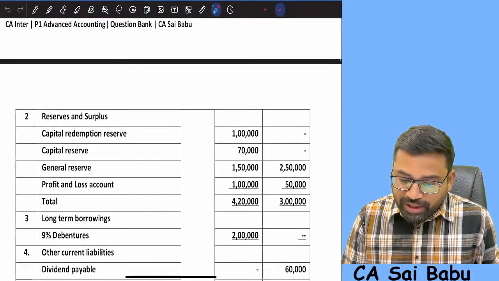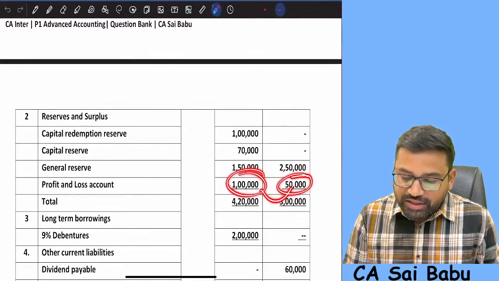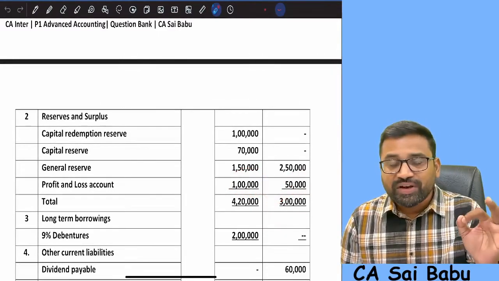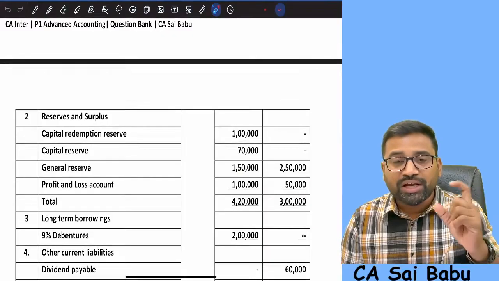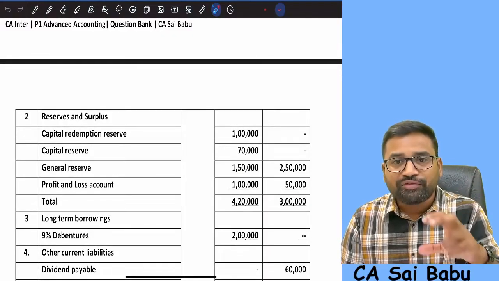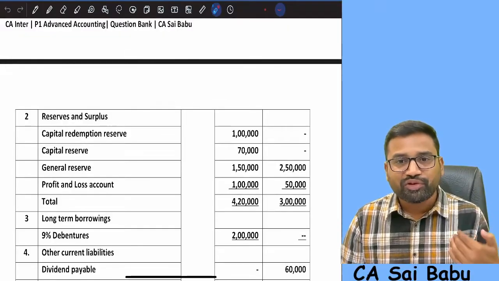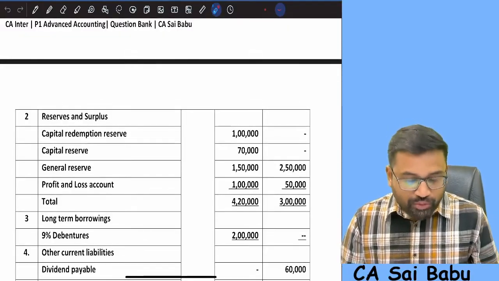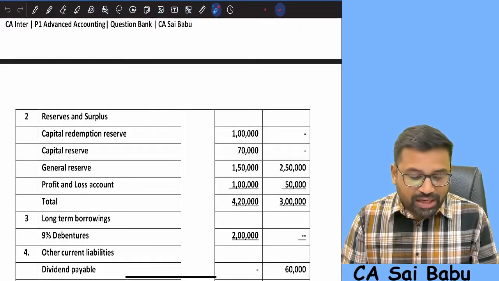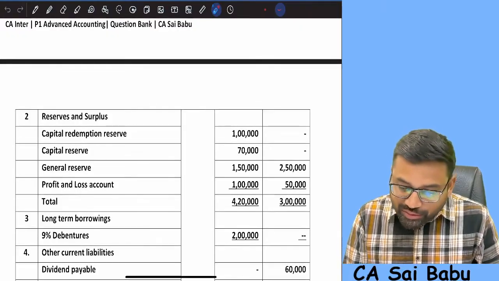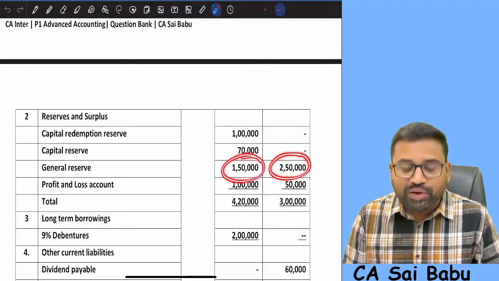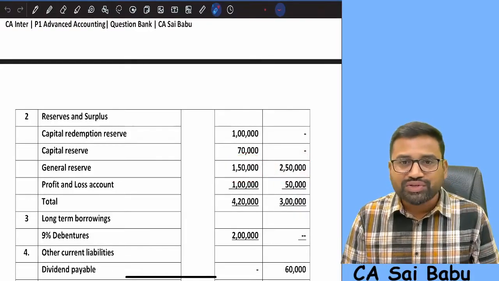P&L account opening balance 50,000, closing 1 lakh. The difference is nothing but 50,000. What is this? The difference between opening P&L and closing P&L balance is current year profit after appropriations. So add back the appropriations, you will get net profit before tax of the current year. What appropriations might happen? Maybe transfer to general reserve. Check it. Opening general reserve 2,50,000, closing 1.5. That means nothing has been transferred to general reserve during the year.